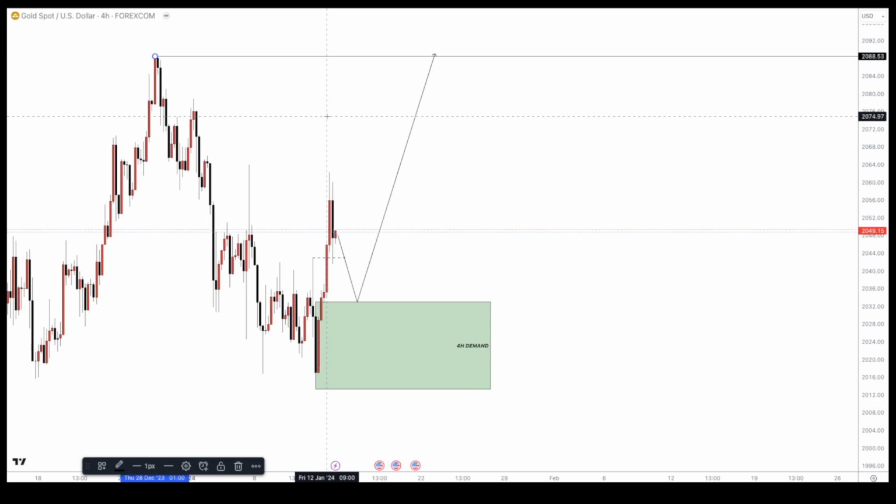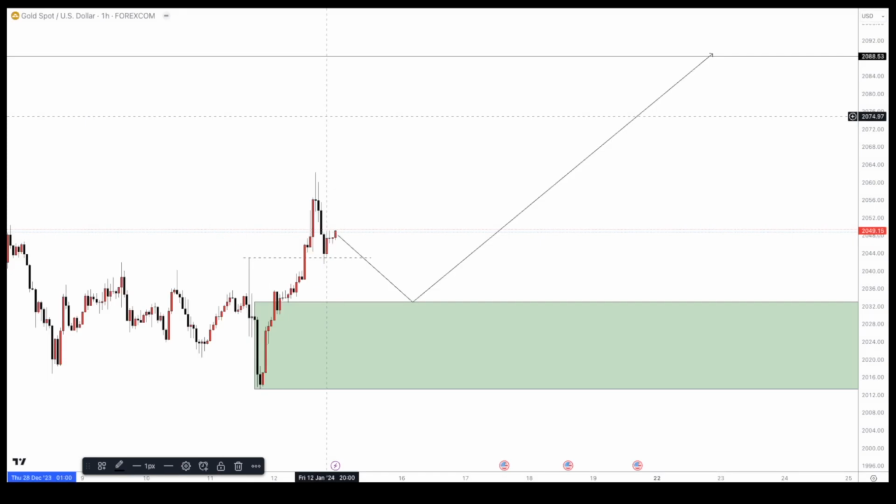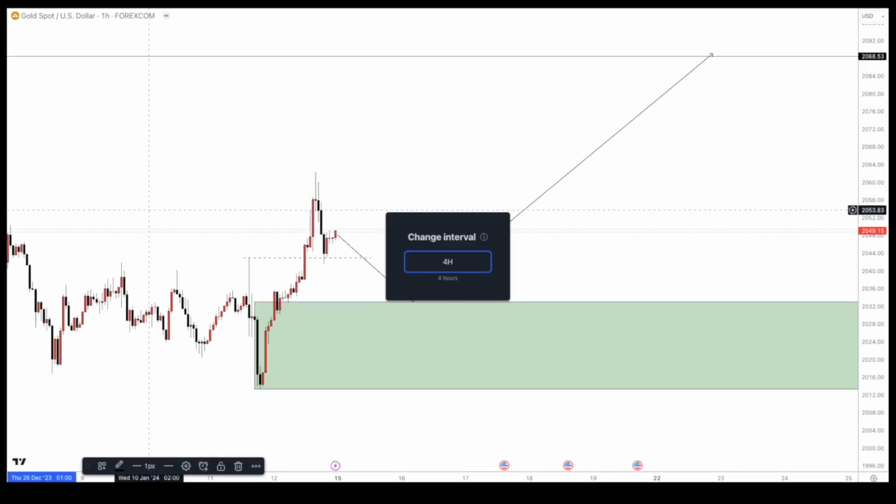So then I might also just move down to 1 hour just to see what the 1 hour looks like. And as you can see, on the 1 hour we did just create a new high, and we could either just come back down to this one, or we could come back to this here, which is kind of aligning with the 4 hour one. I do believe that's all with gold.